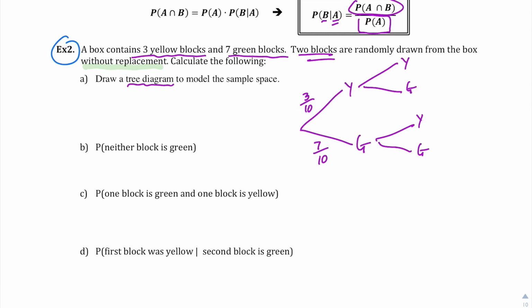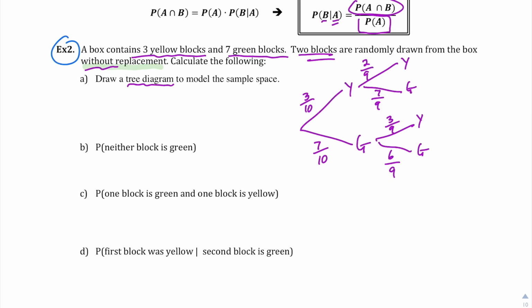And so in this case, to draw yellow on the second one, there are now 2 yellows left, and the sample space is now 9. So we only have 9 blocks left because it was without replacement. There's still 7 green blocks left, but total of 9. If I drew green on the first, then for yellows, those are unchanged. And for greens, I would have had 6 out of 9. So here's my tree diagram that represents my entire sample space.